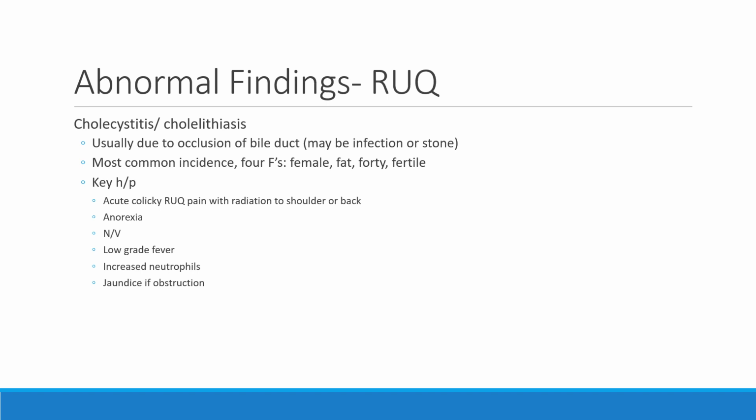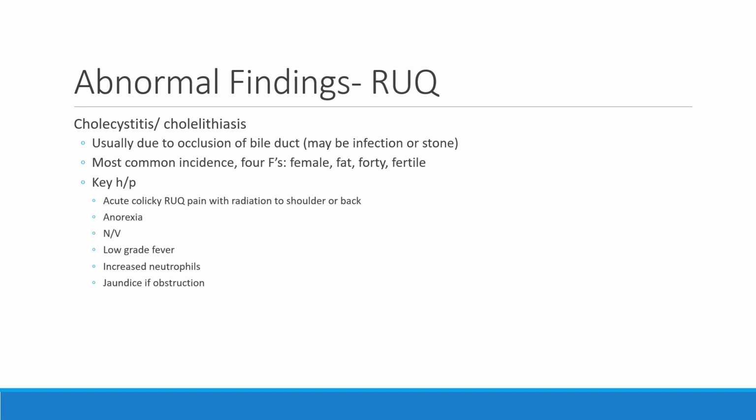Cholecystitis or cholelithiasis is also something that we can see with the right upper quadrant, usually due to occlusion of the bile duct. It may be infection or stone. So when we see cystitis, we should be thinking infection. Lithiasis, we're thinking stones. Most commonly, this occurs in females, and there is a mnemonic of the 4 F's. Female, fat, 40, and fertile. These are the patients that are most commonly affected with gallbladder disease.